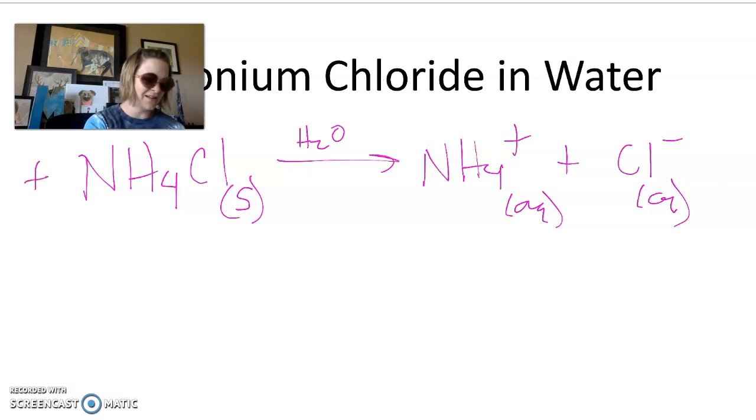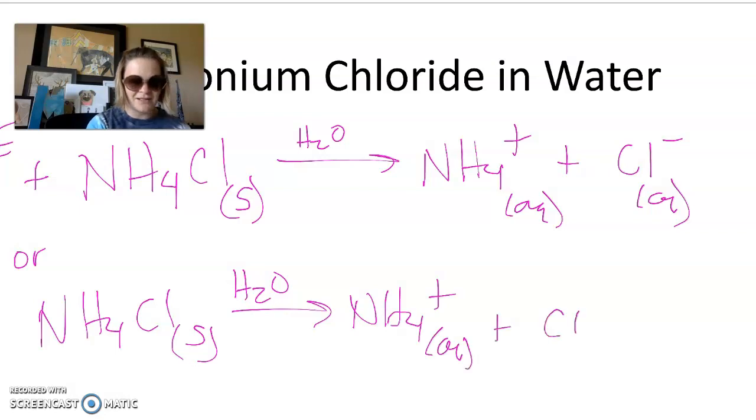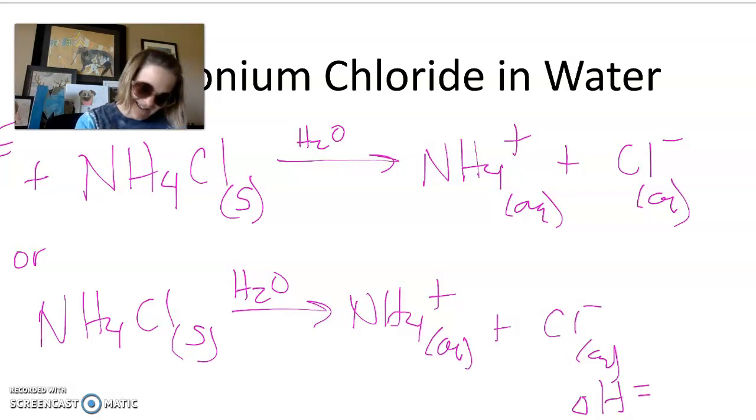So I could write energy here. Or another way to write it, which we'll talk about later, when we talk about how to calculate the energy. You could write the same reaction, NH4 plus aqueous, and Cl minus aqueous. Or the other style for how to write this is you could write at the very end, damn it, that clock. You could write that delta H is positive. So those are the two styles where you'll see us write energy in a reaction.